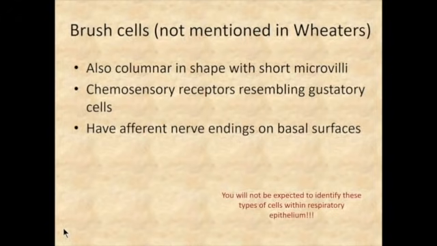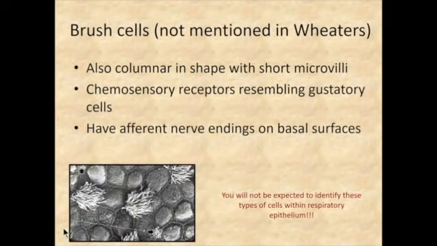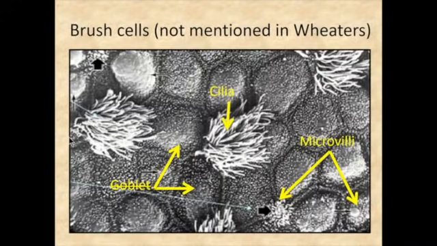And these cells have adjacent afferent, sensory nerve endings that are adjacent to the basal surface of the cell. You don't have to identify these, but you can see in this picture here, this is an EM from your textbook. I'm going to zoom in on it in the next slide so that you can see some of the features. You can see the ciliated cells, and you can see cells that have mucin at the apical part that's sort of bulging out here. And then you can see these cells over here have microvilli on them, blunt microvilli instead of cilia, and those are going to be the brush cells.